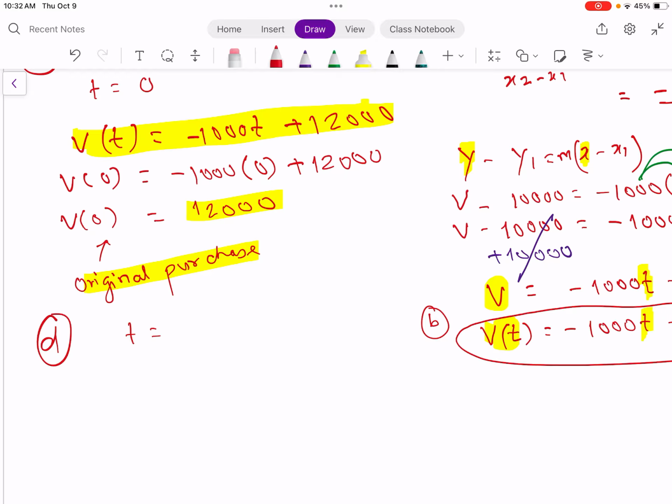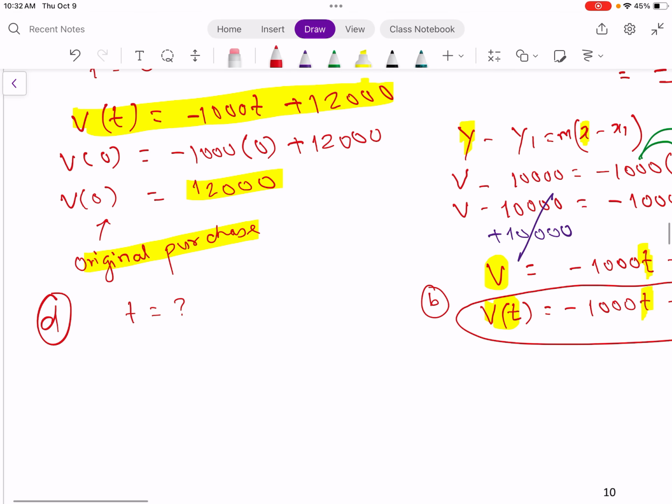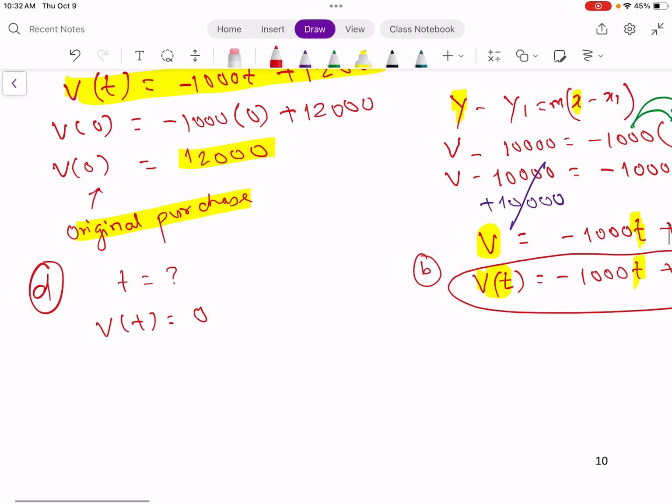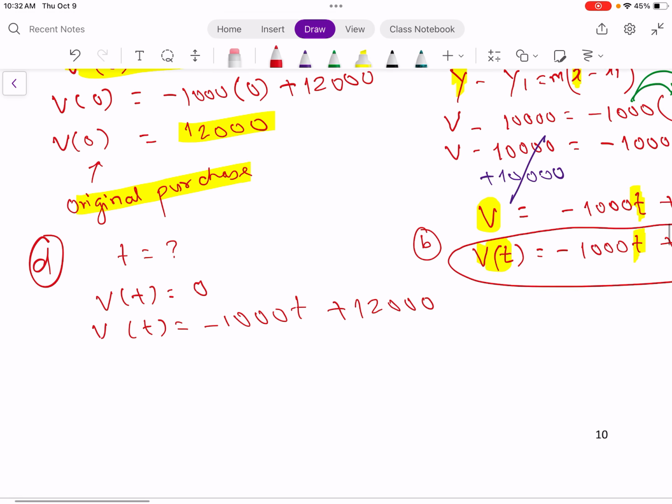So time is unknown. Now what about that $0? What variable is that? Is it V or T? V, right? So our V of T is $0. So use the same equation, same function. Our linear function V of T is negative 1000 T plus 12,000. So our V of T is 0. Value of the printer is $0. And we want to find the time after its purchase.